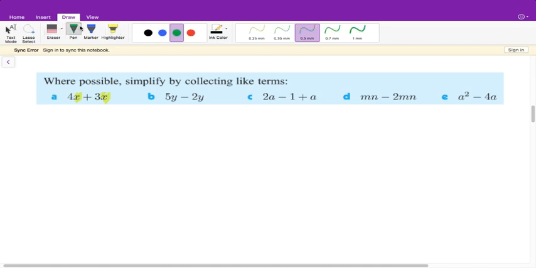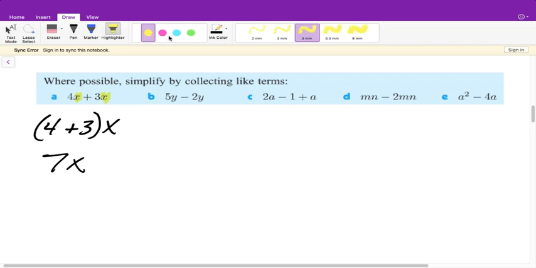We know that they are the exact same. They are identical, so they are like terms. So I can go ahead and add what's out front. 4 plus 3, and I know it's going to be multiplied by my variable x, and that is simply 7x. All right, the next one, we have y and y.